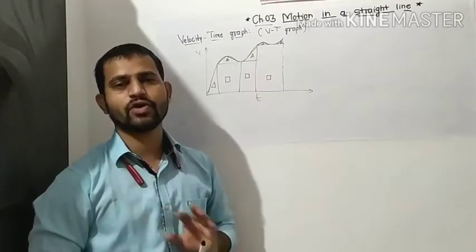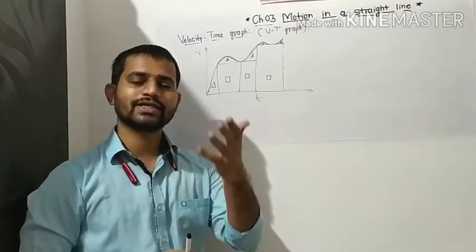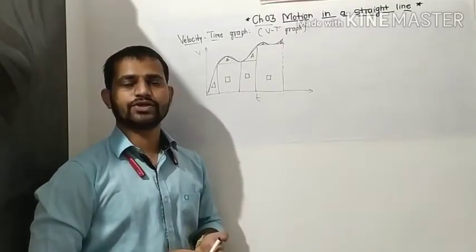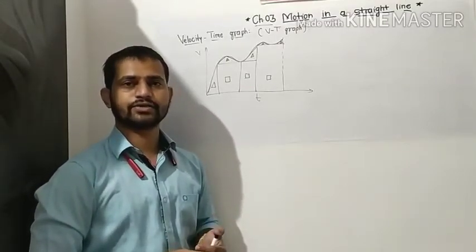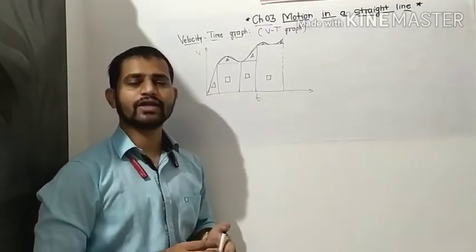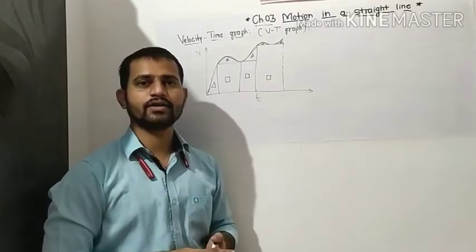Why am I calling it approximate? That part we will see in the calculus methods for our calculations, differentiation and integration, because in such an irregular shape we are getting the approximate area under the graph.